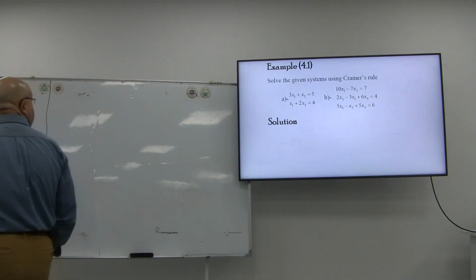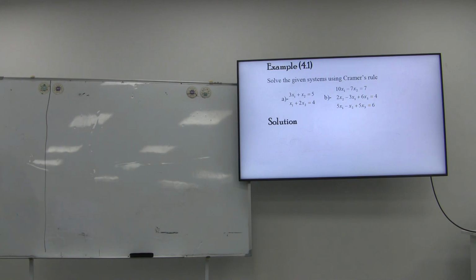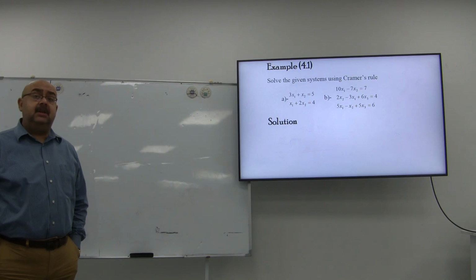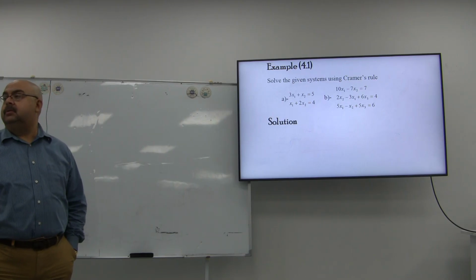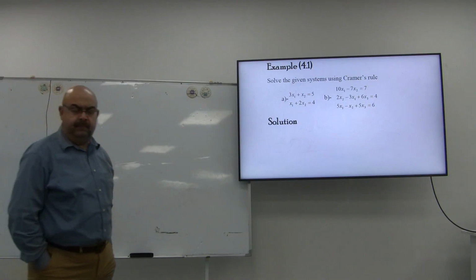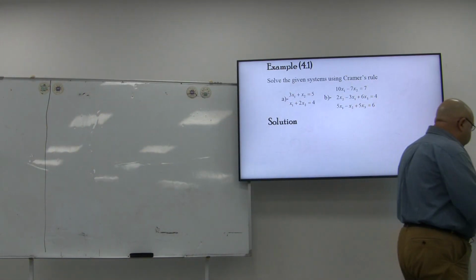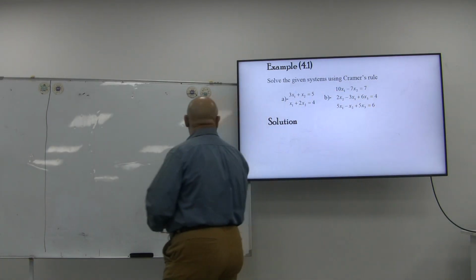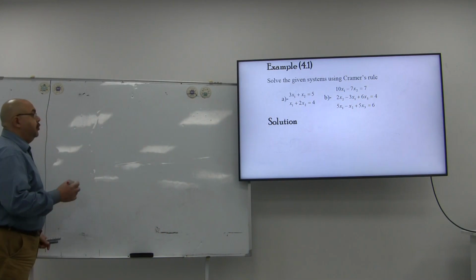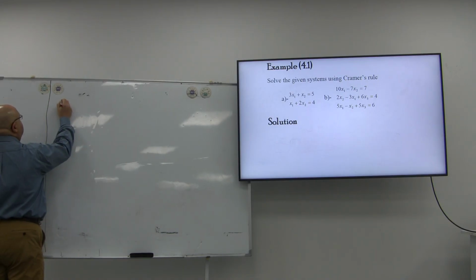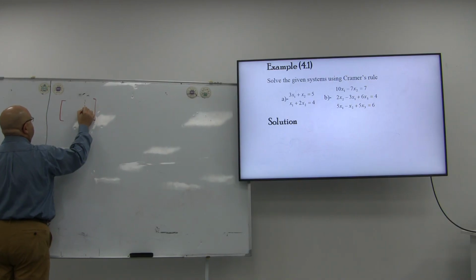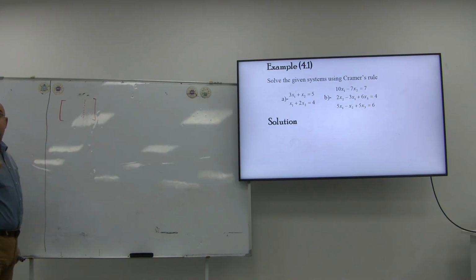Let's look at Cramer. How to solve 2 equations in 2 unknowns using Cramer method, which is really very simple. All I have to do in order to solve a system of 2 by 2 equations is to write them first in a matrix form. So for the first system, which is a 2 by 2, that's a favorite system for Cramer. Can you write me the augmented matrix?